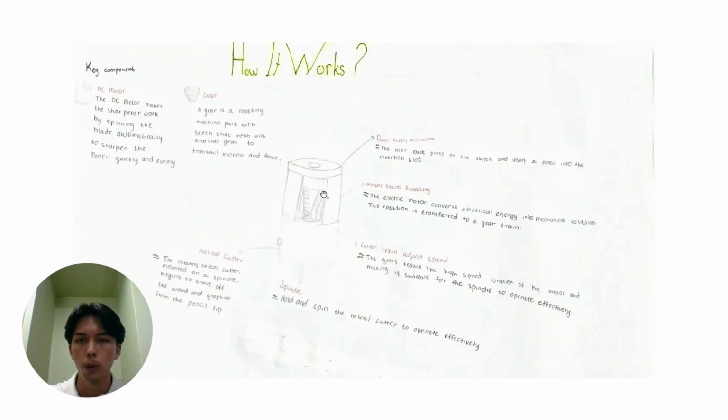So we will move to the next page, which is key component. For the key component, for me, each component has a big role to make the electrical pencil sharpener work successfully. But I will just choose two components that play a big role to make the electrical pencil sharpener work successfully.